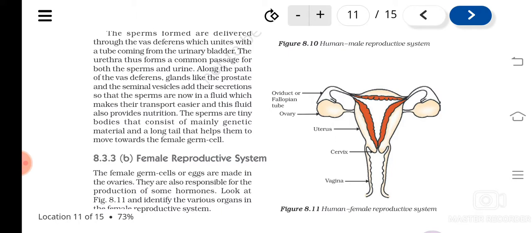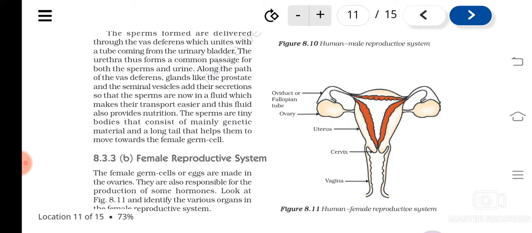Now the sperms will be in a fluid, and that fluid is known as what? Semen. And what is the function of these secretions? They make the transport of sperms easy, and also they give nourishment. Understood? So the male reproductive system should be very clear now for everyone.